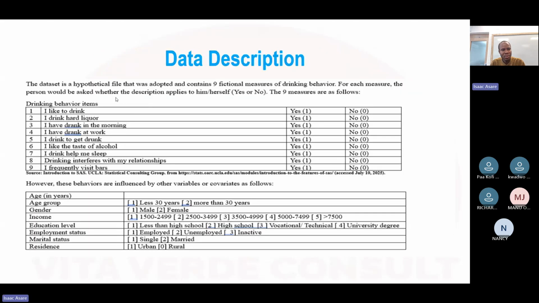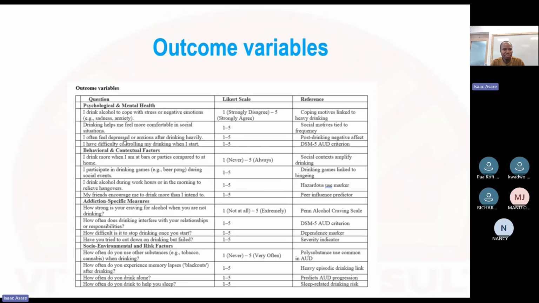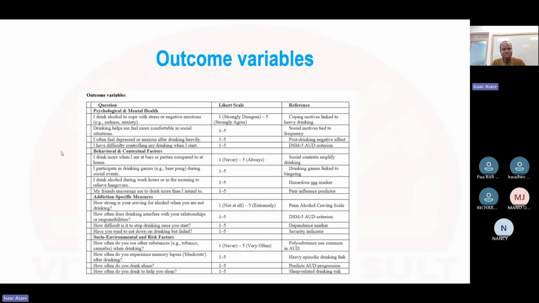I think there was a questionnaire. I gave some data description. That is the questionnaire that we'll be using. So please just take your time and go through them. So this one is just like the indicator variables. So let's say 9 questions, yes or no. Then you have demographics variable, age, gender, income, educational level. And then we have something like, let's say, outcome variable. That is psychological and mental health, behavioral and contextual factors, and so on. So these are the variables that you'll be looking at.